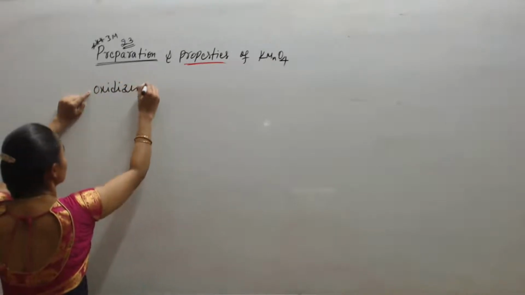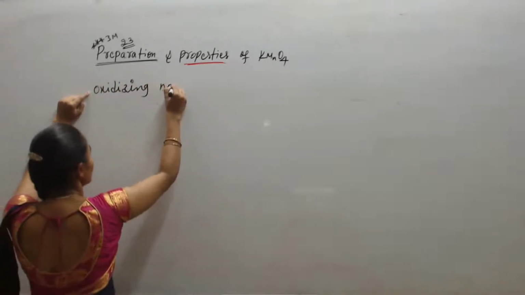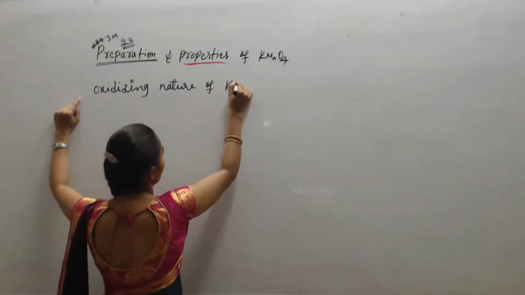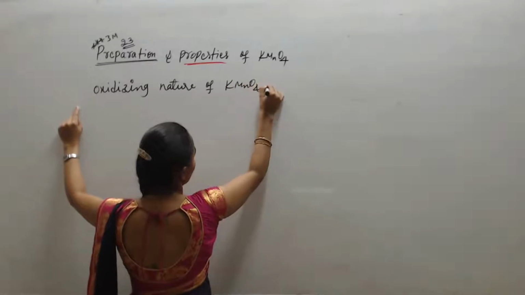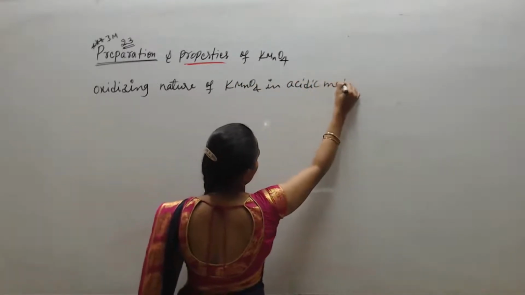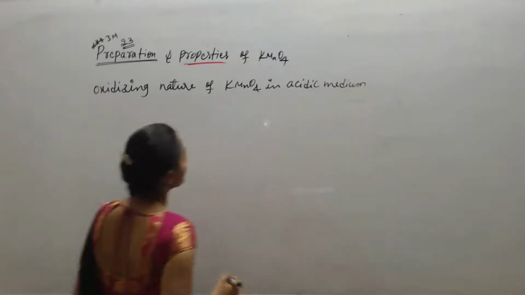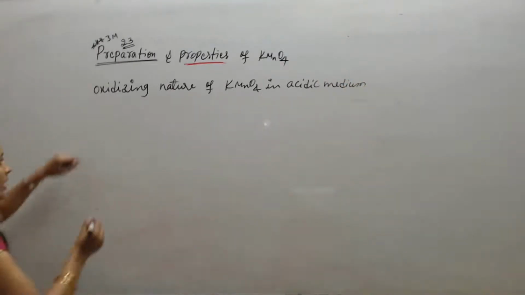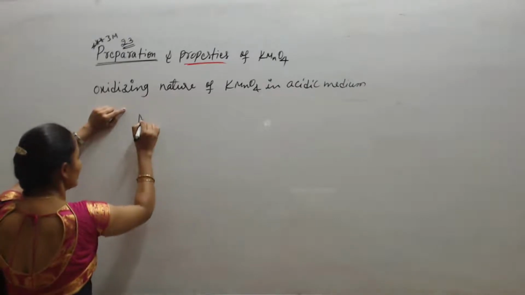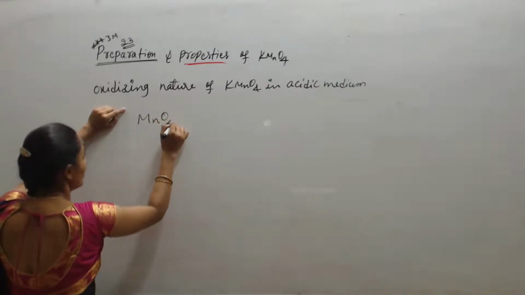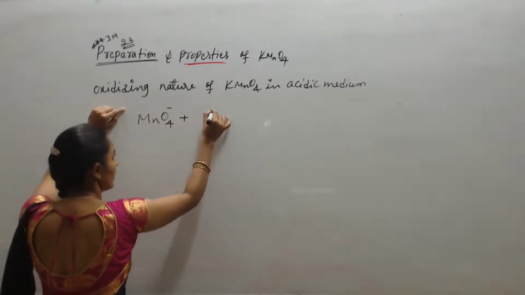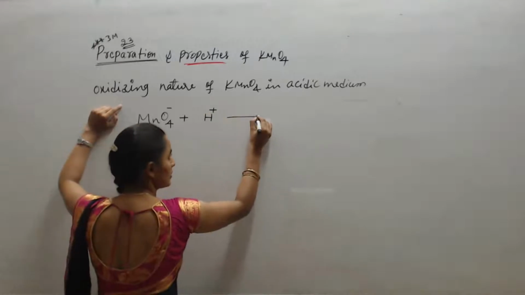Oxidizing nature of KMnO4 in acidic medium. So first I will write the general reaction, simply the ionic reaction: MnO4 minus in presence of H plus gives rise to what?